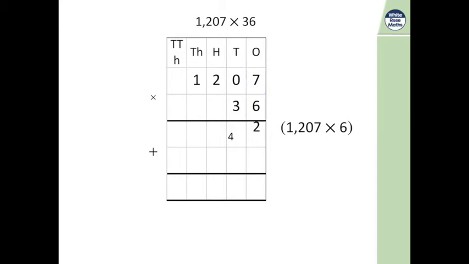6 times 7 is 42. 2 down, carry the 4. Next, 6 times 0. Remember what we said yesterday? When you multiply a number by 0, the answer will always be 0. But there were 4 that we carried over, or exchanged. Place the 4 down. 6 times 2. 6 groups of 2 is 12. 2 down, carry the 1. So we exchange there. And then 6 times 1. 6 groups of 1 is 6, plus 1 is 7. So that's the first row done. So we are done with the 6. What do we need to do now?